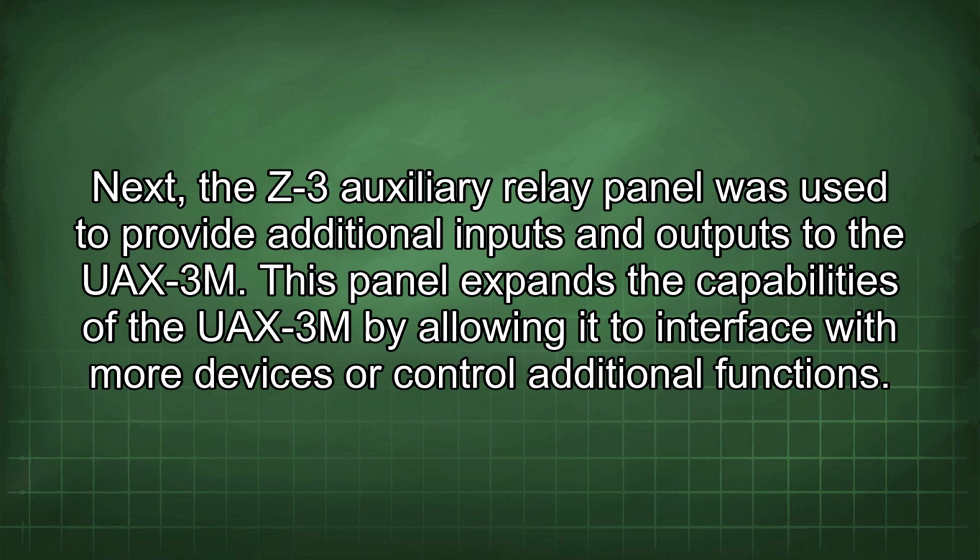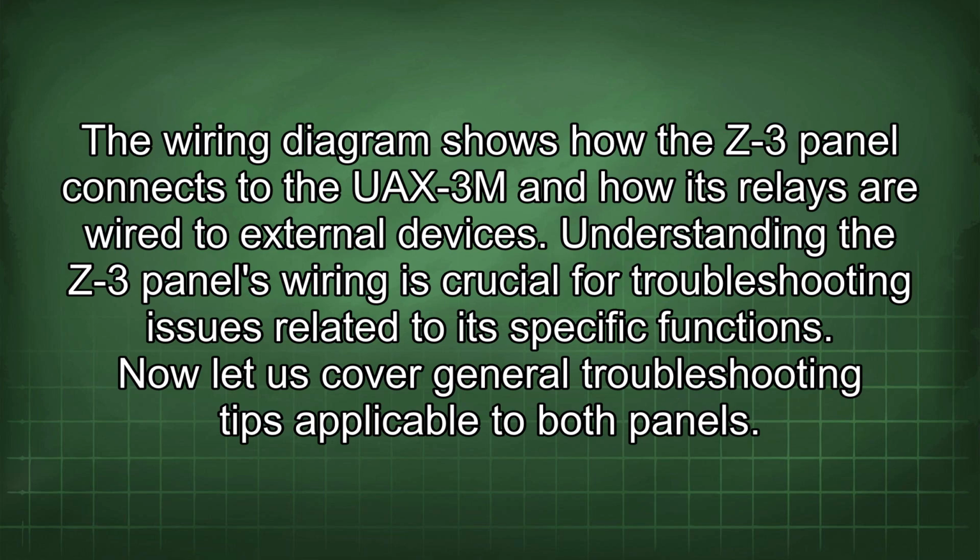Next, the Z-3 auxiliary relay panel was used to provide additional inputs and outputs to the UAX-3M. This panel expands the capabilities of the UAX-3M by allowing it to interface with more devices or control additional functions. The wiring diagram shows how the Z-3 panel connects to the UAX-3M and how its relays are wired to external devices. Understanding the Z-3 panel's wiring is crucial for troubleshooting issues related to its specific functions.